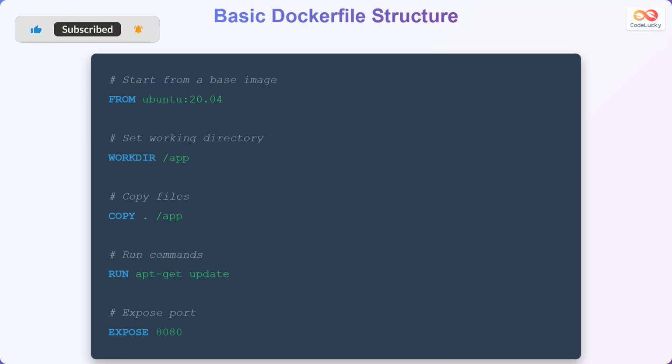To run commands inside the container during the image build, we use the RUN instruction. For example, RUN apt-get update updates the package lists inside the Ubuntu image. Finally, we can expose ports to allow network traffic to the container using the EXPOSE instruction. For example, EXPOSE 8080 exposes port 8080.